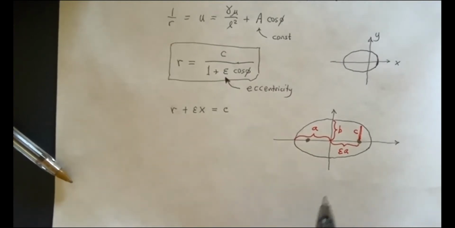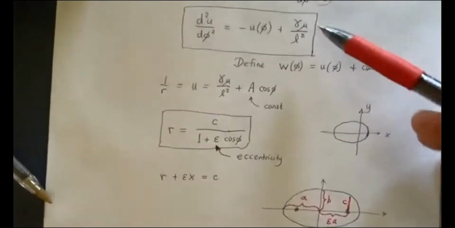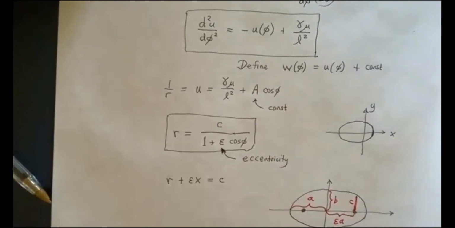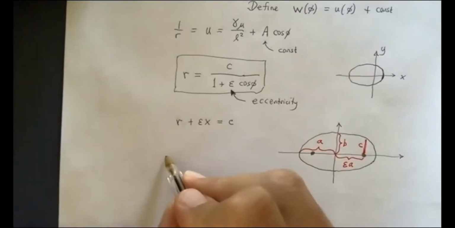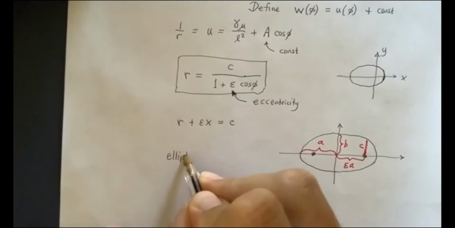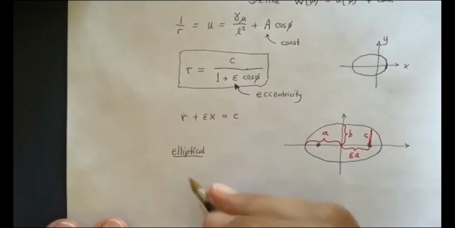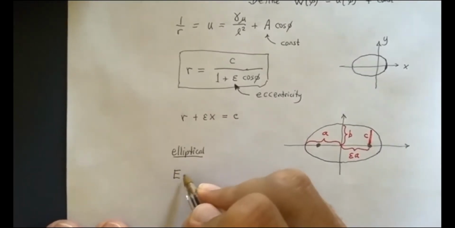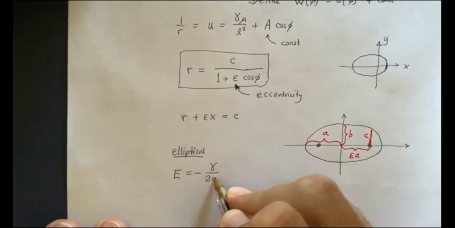But these quantities can then be related to the physical quantities. We had our gamma, mu, and L squared. Okay, so let's talk about a couple of surprising results. We want to discuss the total mechanical energy, and what we're going to see is that for an elliptical orbit, we have this relationship that the total mechanical energy is minus gamma over 2A.